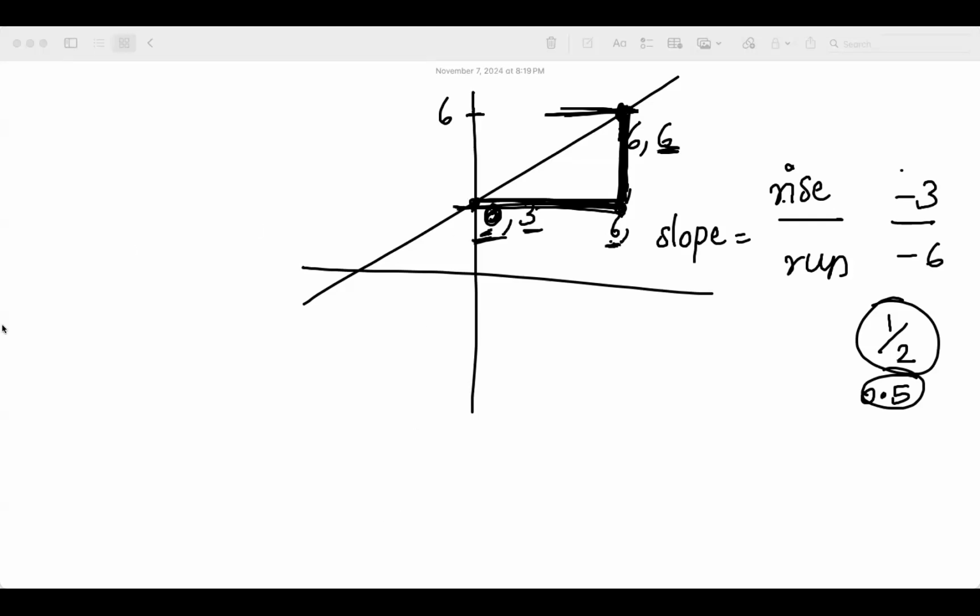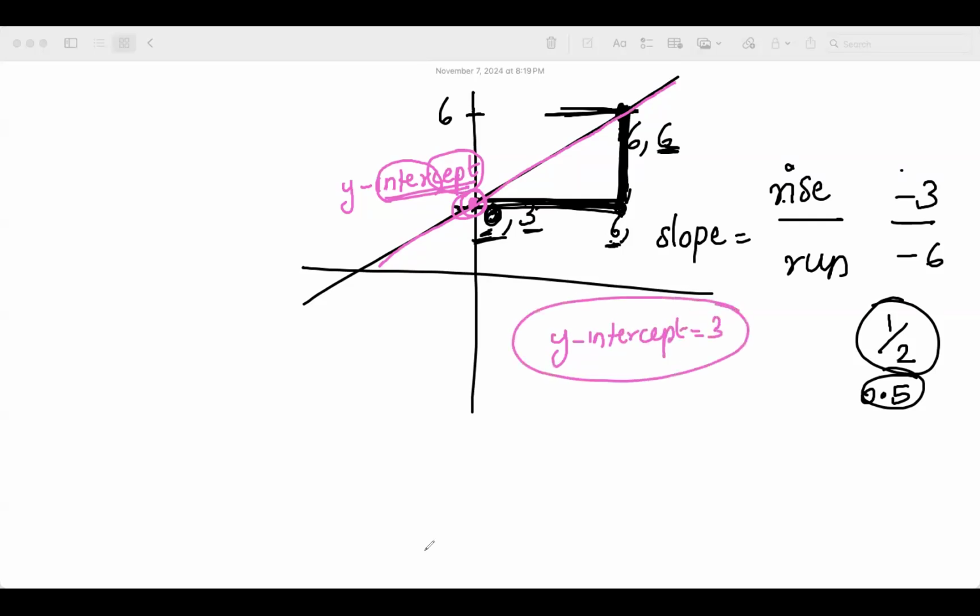And there is a point where the line crosses the y-axis. You know what this is? This has a special name. It's the y-intercept. Intercept means to go across, to cut: inter means across, cept means to cut. So this line cuts across the y-axis at this point. That means my y-intercept value is 3. You all got it?